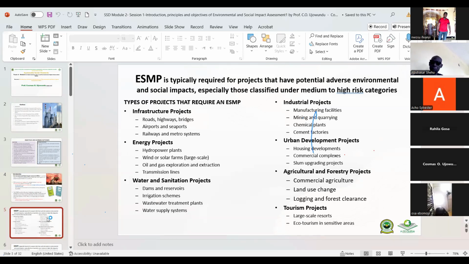Some of them are listed here. Infrastructure projects such as airports, seaports, railway and metro line, roads, highway, bridges. Energy projects like hydropower, wind or solar farms, and the one that is ongoing in many places now is the solar farms, where you have a lot of solar panels taking up acres of land.